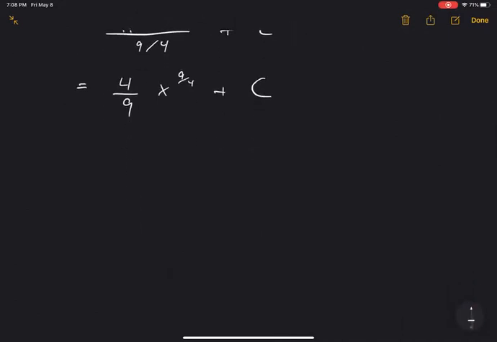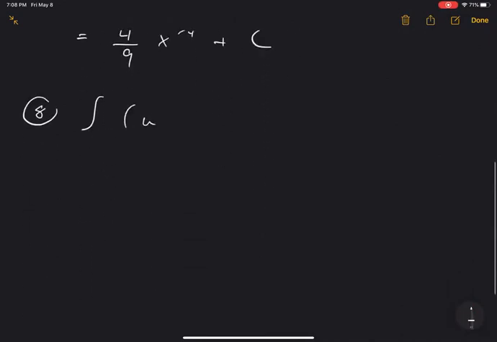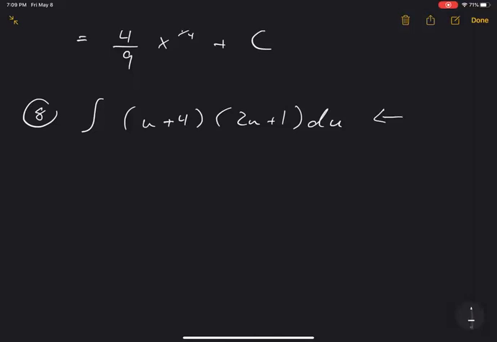Another good one is number 8. Okay, this is good for a couple reasons. Number one, we're not always going to be integrating in terms of x. In this integral we have functions of u, and we're integrating in terms of u. So the variable inside the integral doesn't matter too much as long as it's the same throughout the integral. We don't want to mix, not in this course.